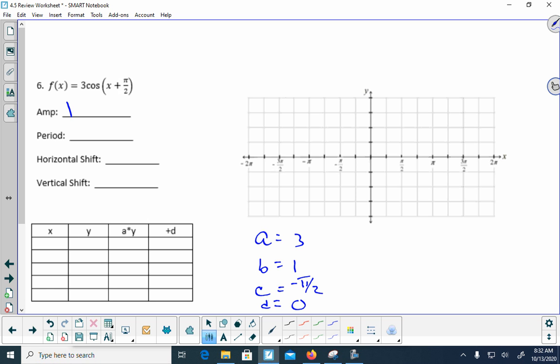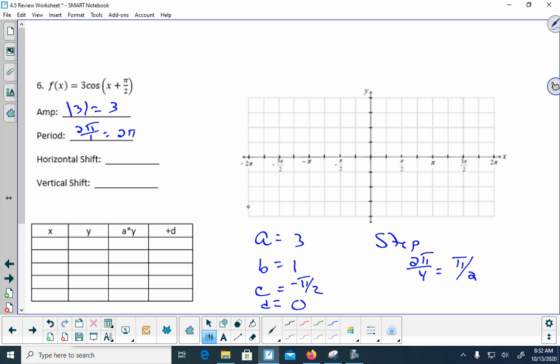My amplitude is the absolute value of A, so my amplitude is going to be 3. My period is 2 pi divided by my B, which is 1, so that's going to be 2 pi. While I'm here, I'm going to find out that my step is 2 pi divided by 4, which is going to be pi over 2.